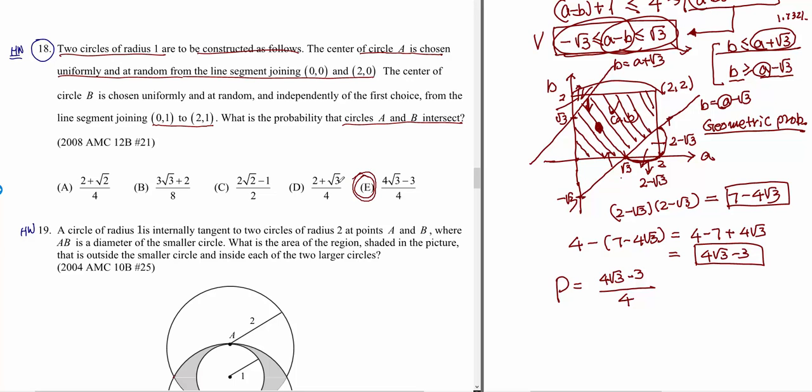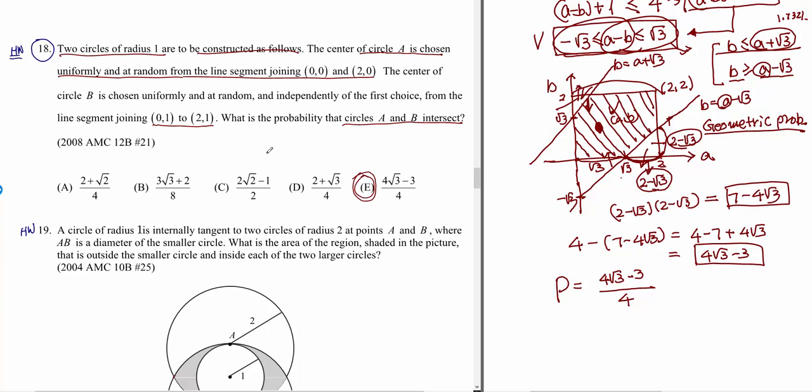Alright. I'm confused over here, okay? The diagonal length should be 2 minus root 3, okay? Up to here, radical 3, right? From here to here, 2 minus root 3, okay? That's it. So choice E is the answer, okay?